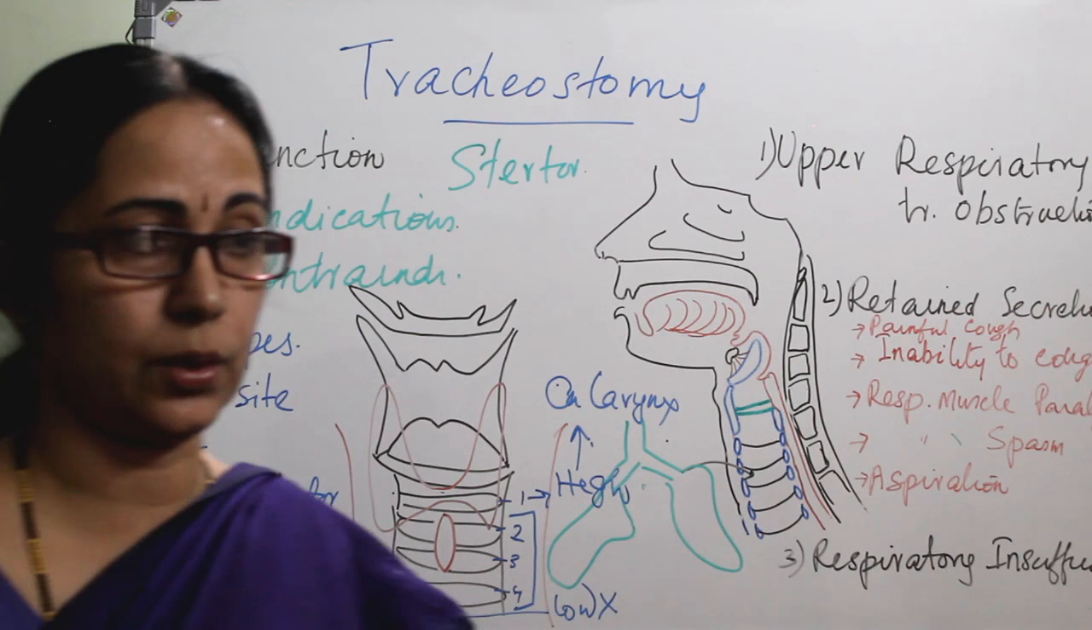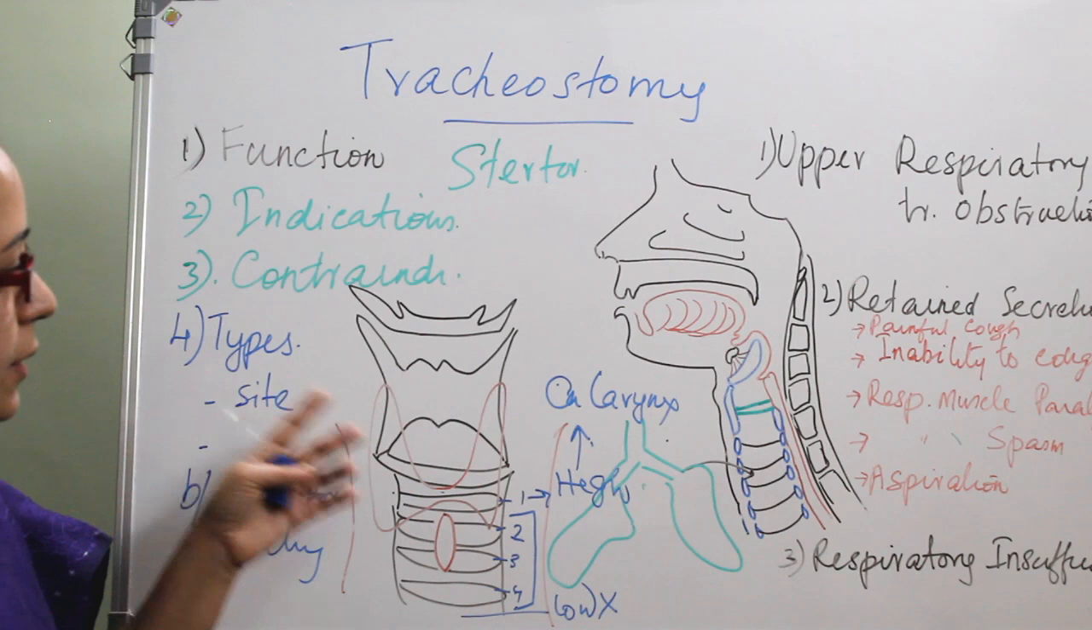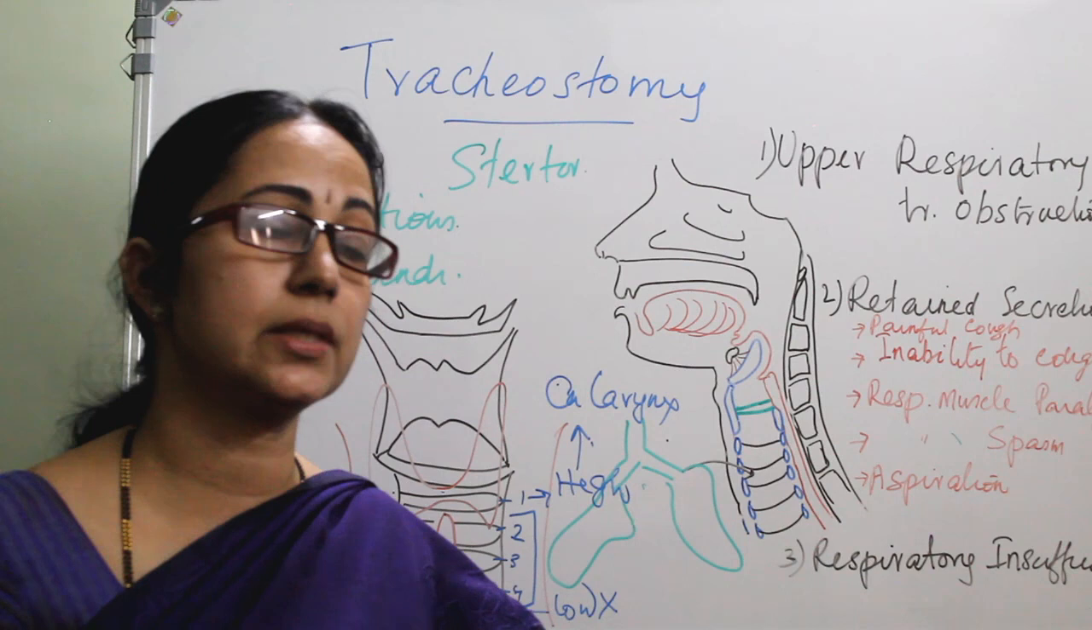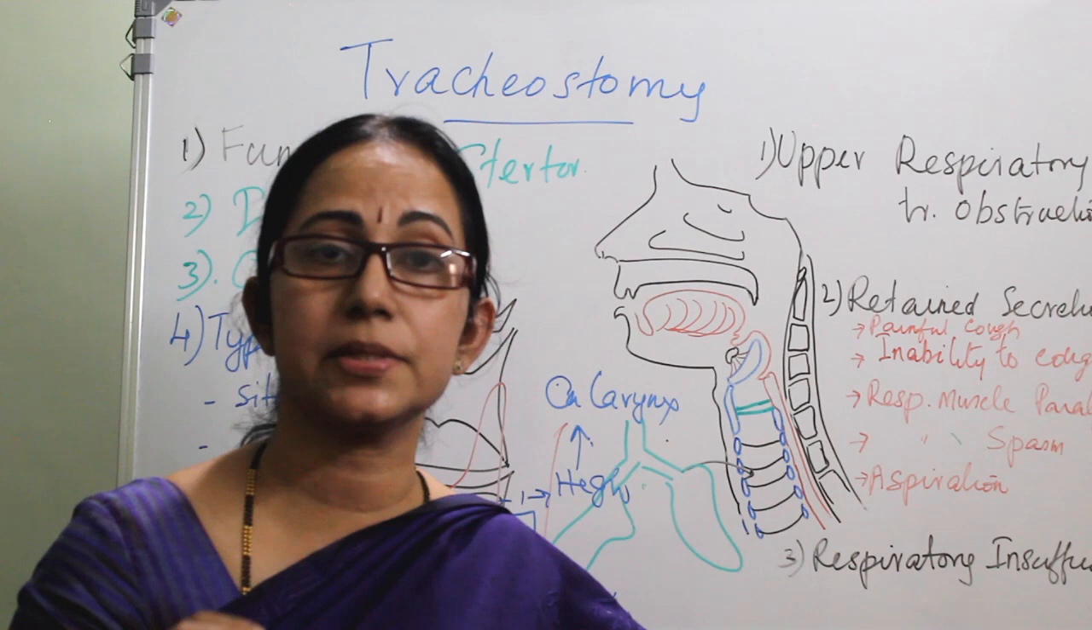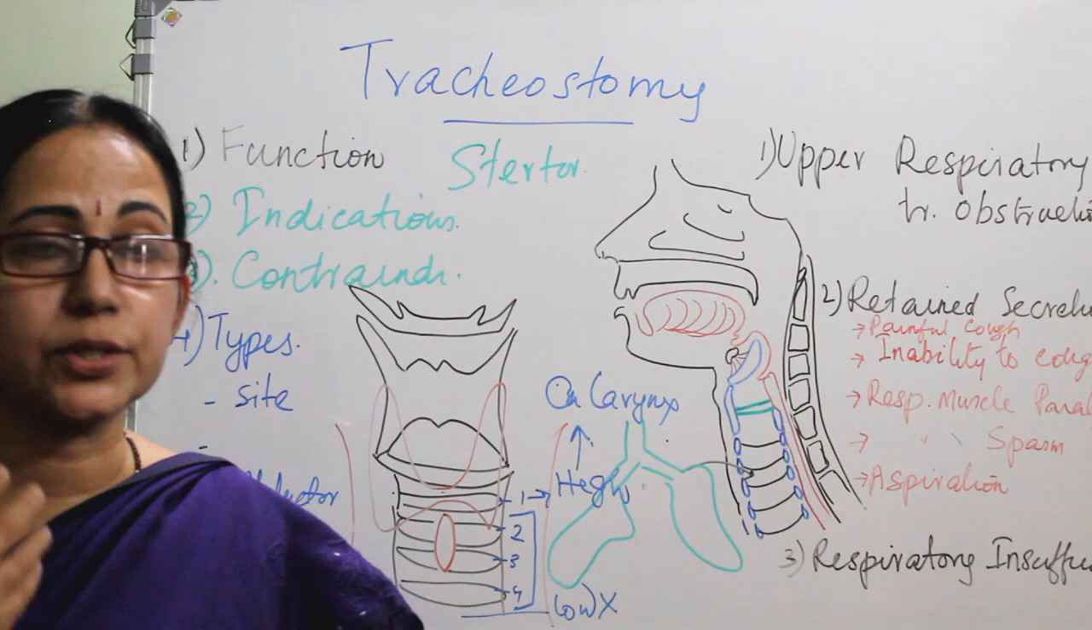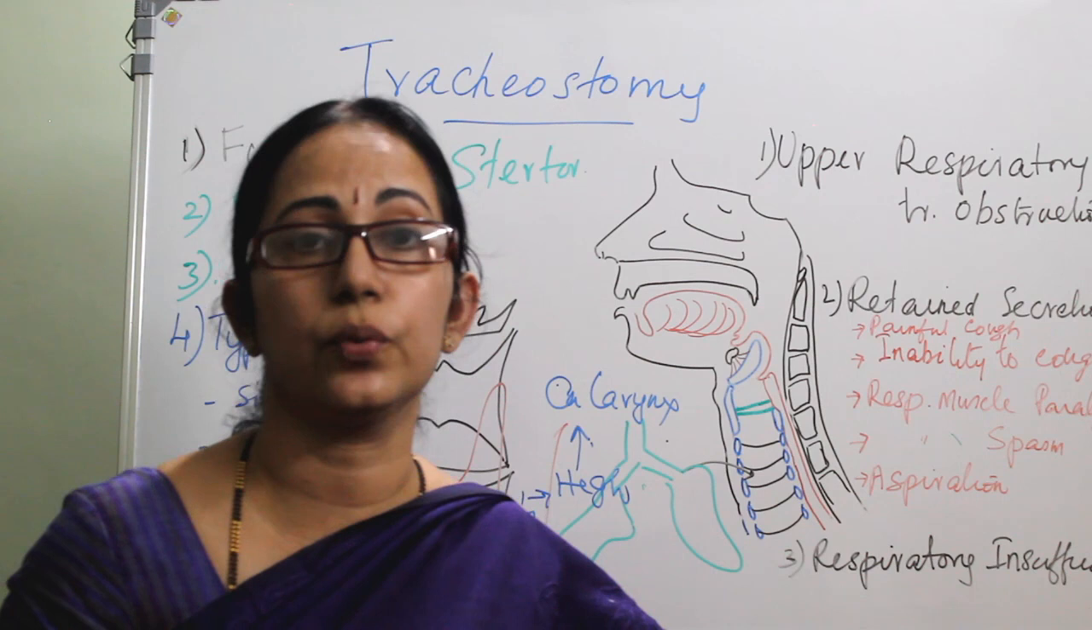So the types can be a high tracheostomy or a low tracheostomy, an emergency or an elective tracheostomy, or a temporary tracheostomy and also a permanent tracheostomy. In some surgeries, we do a prophylactic tracheostomy, especially of the base of tongue or in the oropharynx, anticipating an edema later on. We also go for a prophylactic tracheostomy to give care in the post-operative period.